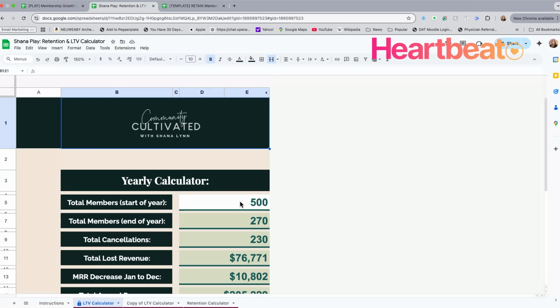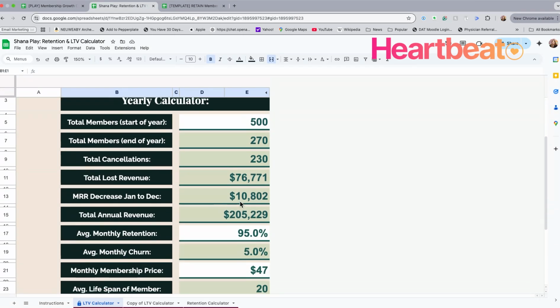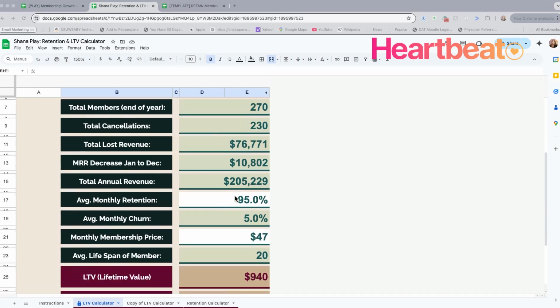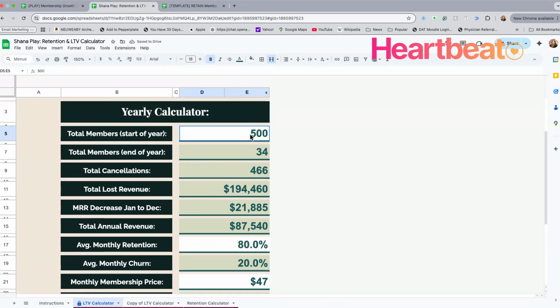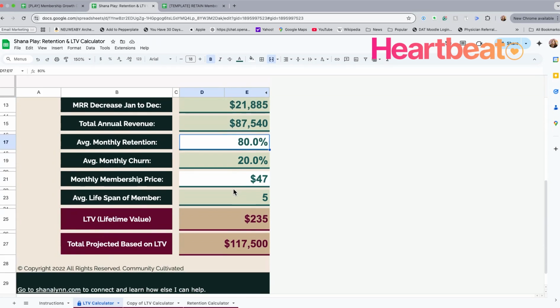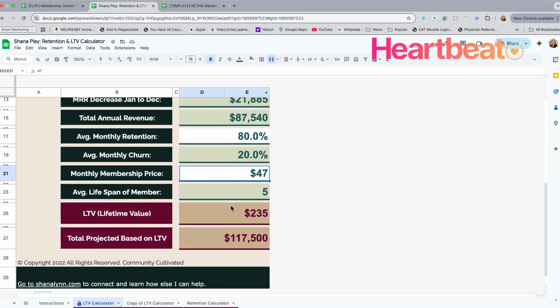And then we get really fun here when we talk about numbers. I love this spreadsheet because what it's going to do is help you see the dollar signs behind retention. Okay, so when we look at this at first, we're going to look at starting with 500 members. Okay, same thing we were just looking at, 500 members. But we're going to look at something more like an 80% retention, which I have people come to me all the time who have an 80% retention rate. We still have this $47 here. We're only changing 3 numbers. We've got 500 members, 80% retention, $47.